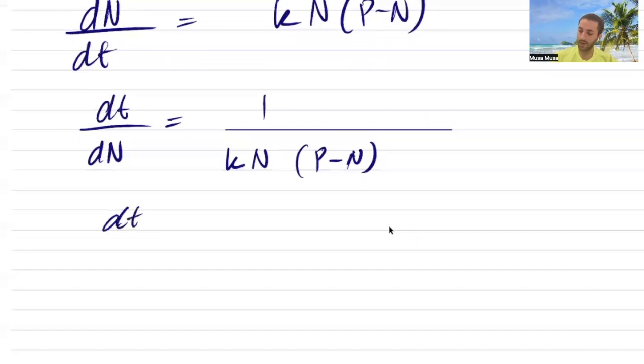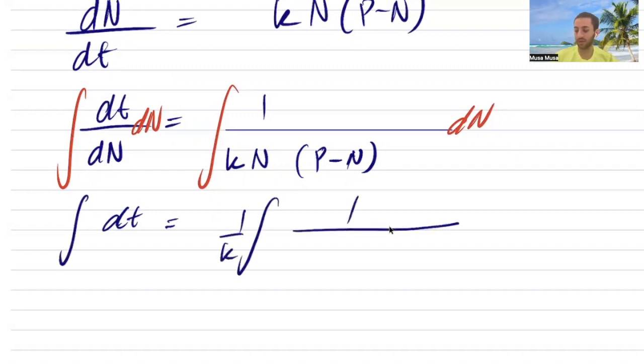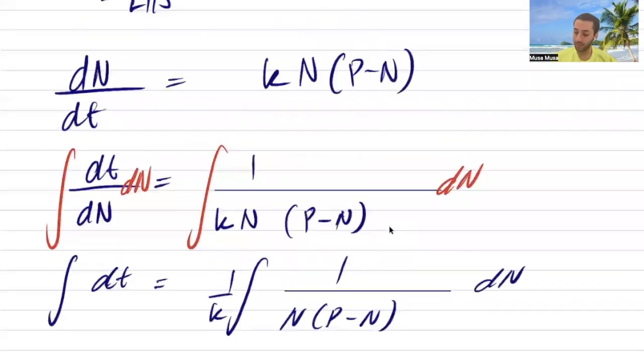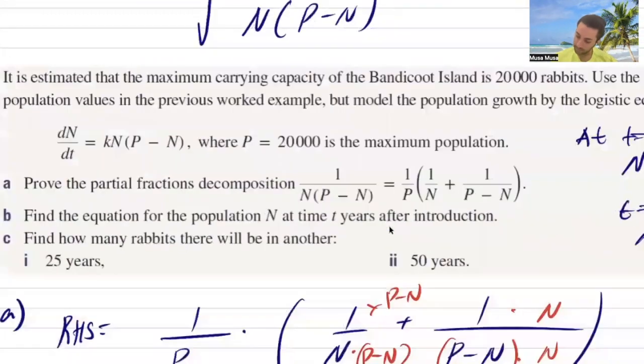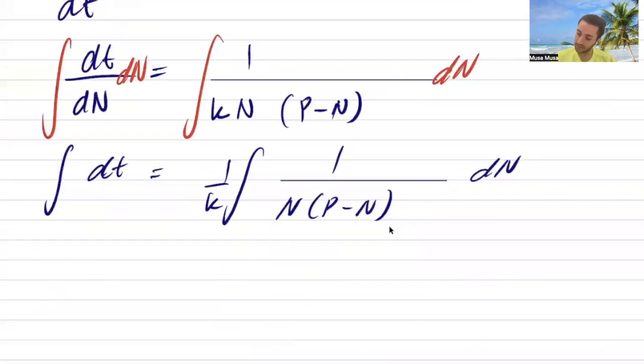And then that means dt, dN, dN, dt is going to equal, I'll take that 1 on k out because it's just a constant. The other ones have N's in them, so I can't. Now this is where we use part A. So for part A, we showed that it ends up being this thingy here. So let's just copy that in.